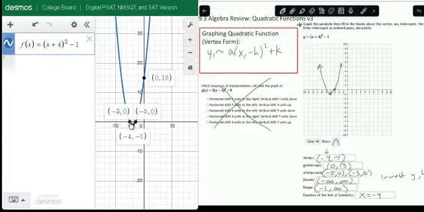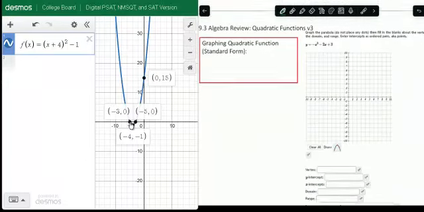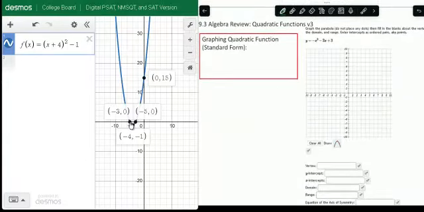All right. If you haven't already, let's try the next slide. See if you can answer all of the questions for this. Again, I'll put the standard form up here in the regression equation.